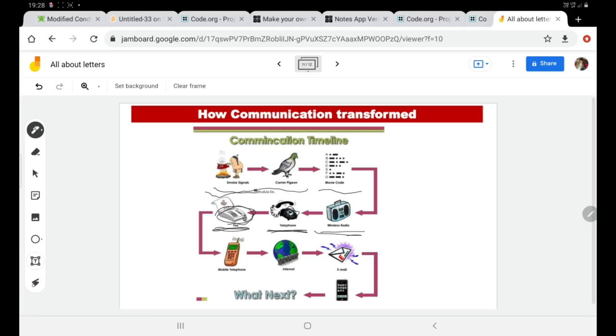Then the receiver will talk to him and say how is it and how is it not. Then the mobile telephone. Everyone has a mobile telephone, you know. And then came the internet. And from the internet only, people invented email. Let me tell you a fact about the internet: Tim Berners-Lee invented the internet. And then came the email. From the internet only the email came. Then came the mobile phone.